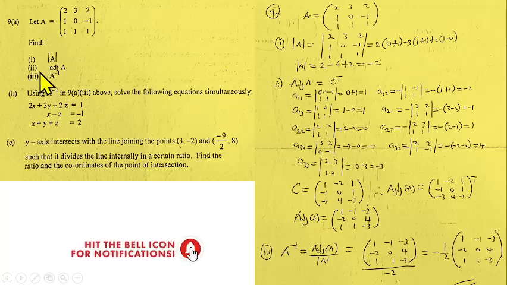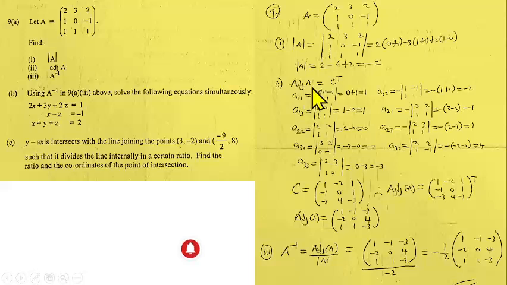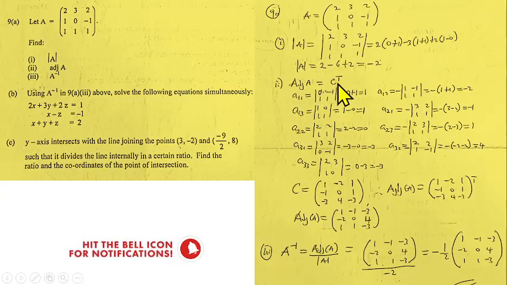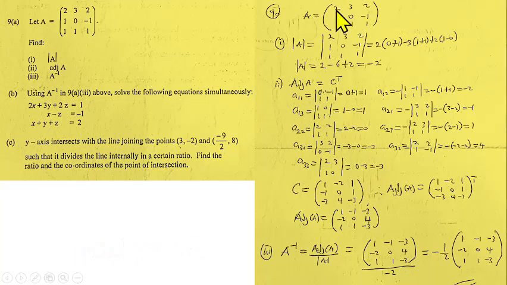The question asks us to find the adjoint of matrix A. What is the adjoint of matrix A? The adjoint of matrix A is the transpose of the cofactor matrix. We have to find the cofactors, which is represented by C, and then transpose the matrix we got. How do we find the cofactor of matrix A?